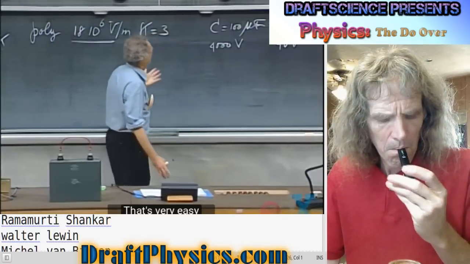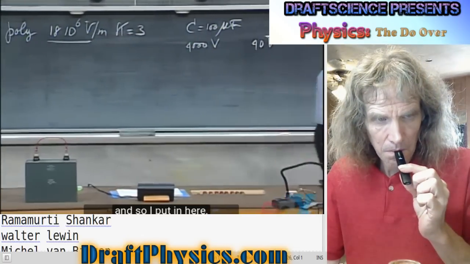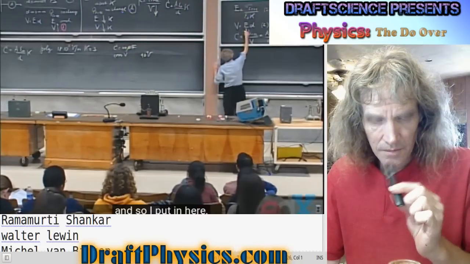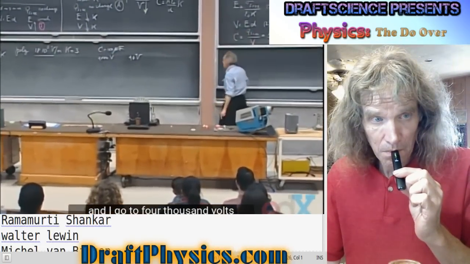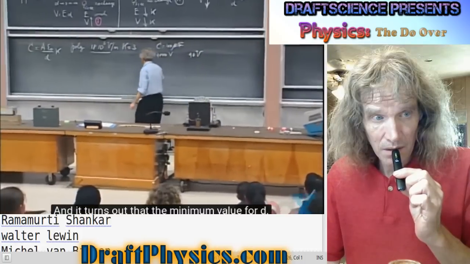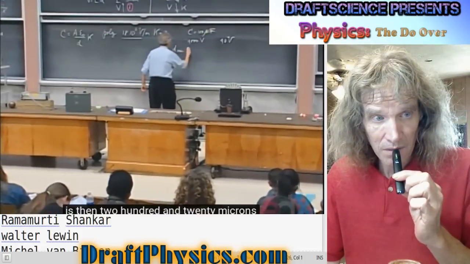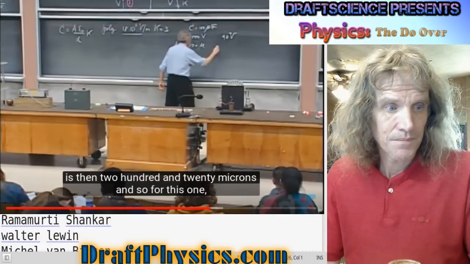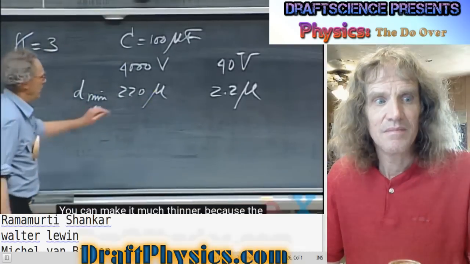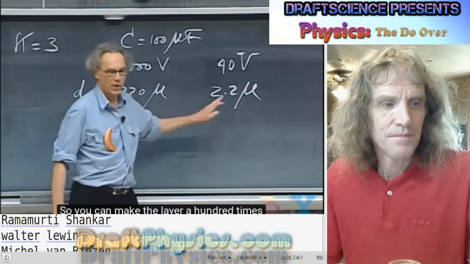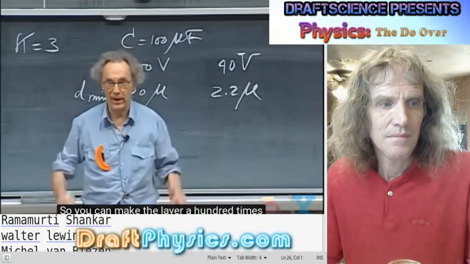That's very easy, because V equals ED, and so I put in here 18 million volts per meter, and I go to 4,000 volts, and then I see what I get for D. And it turns out that the minimum value for D, you cannot go any thinner, is then 220 microns, and for this one, it is only 2.2 microns. You can make it much thinner, because the potential difference is 100 times lower. So you can make the layer 100 times thinner before you get electric breakdown.